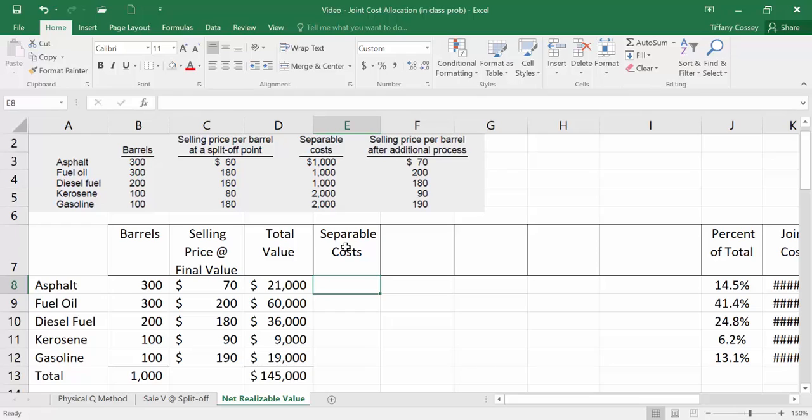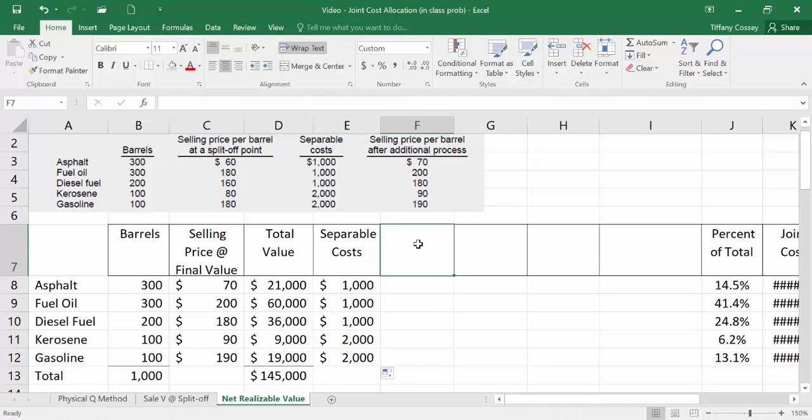And those are going to be subtracted out, because this is the total sales value, but you have to subtract out the expenses that you incurred to get to your net realizable value before you're subtracting out the cost of the actual barrels, the joint costs. So the separable costs are 1,000 each. Actually, I'm just going to list those as positives because it looks a little neater. Until we get down here to the kerosene and the gasoline, those are 2,000 each.